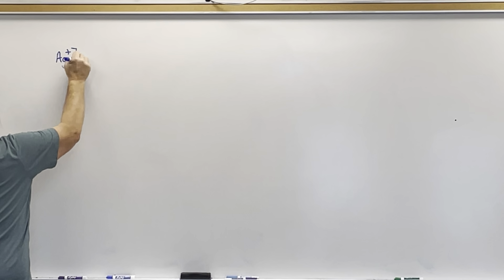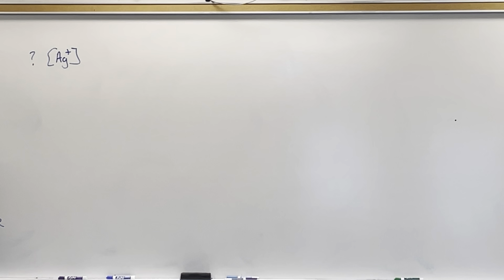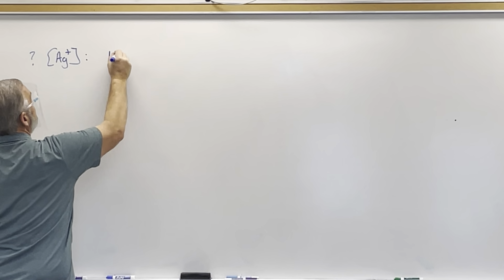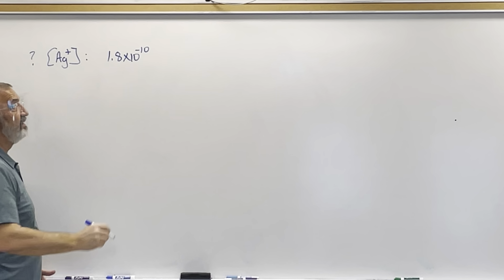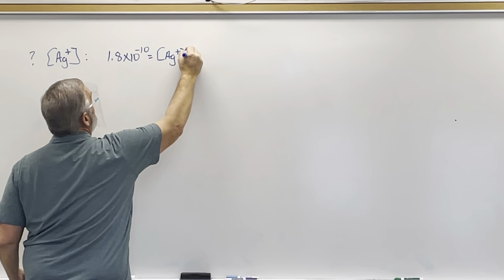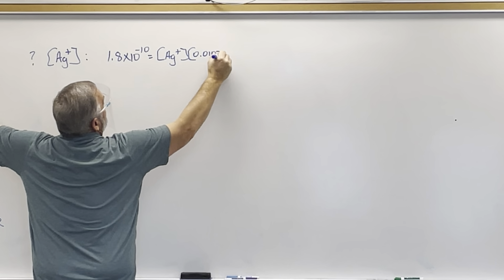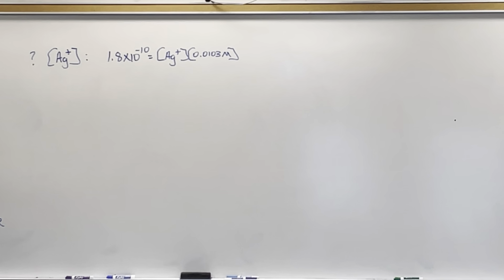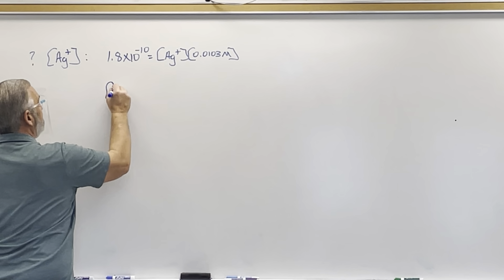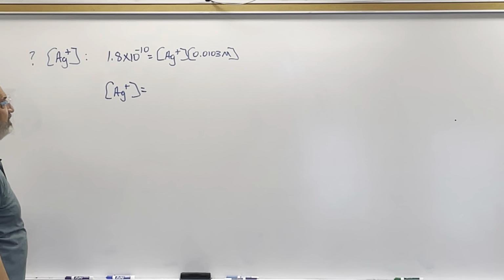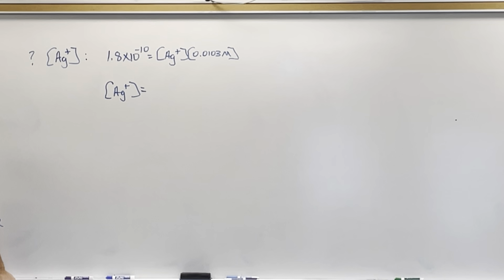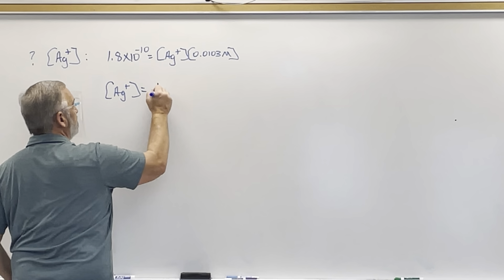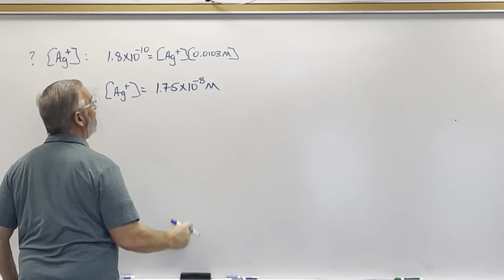Okay, so I'm going to use my Ksp for silver because I want to know how much silver, that's what the question is. How much silver when the second one begins to precipitate? So I'm going to say 1.8 times 10 to the minus 10, that's the Ksp for silver chloride, is equal to, now this time I'm going to solve for my silver when the chloride gets to be that concentration. Y'all following me on that? This is the complicated part. So Ag plus is equal to, not very much, times 10 to the minus 8 molar. Okay? That's how much remains.